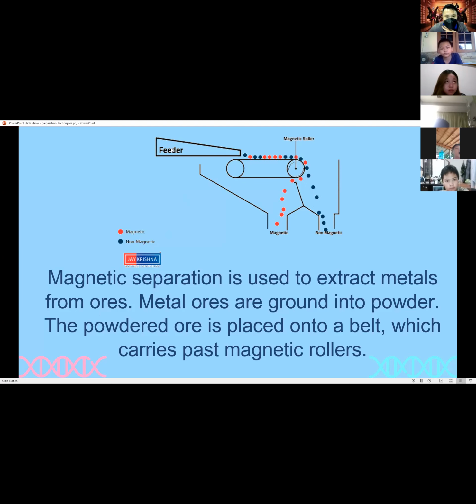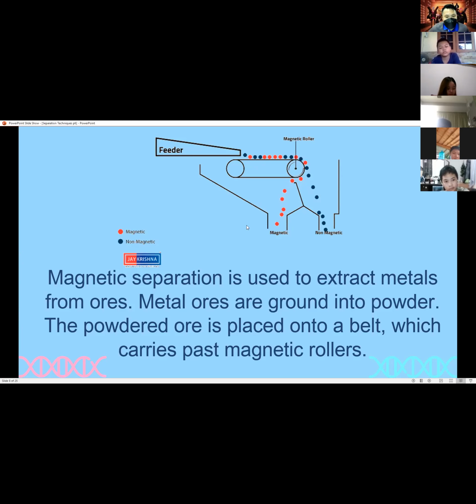So from the feeder, it will go to the magnetic roller. The magnetic roller will get all the metal or all the magnetic materials. And then after that, the non-magnetic materials like the sand and the stone will go here. And the metal will go here, in the magnetic.